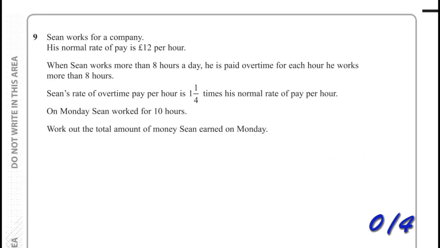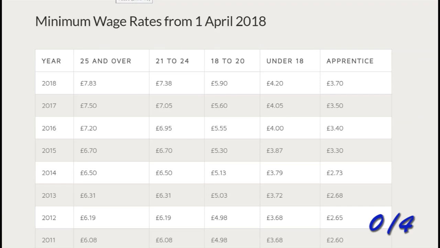Okay, question 9. Sean works for a company. His normal rate of pay is £12 an hour. That's pretty good. If we look at Britain's minimum wage rates, just as an extra bit of information, assuming that he is 25 and over, the minimum wage is £7.50 at the moment. You guys, minimum wage is £4.05, although in April this year, that's going to jump up to £4.20. So if you're on minimum wage, you can expect an increase in April. Make sure your boss gives it to you.